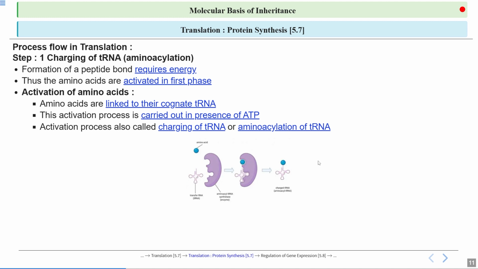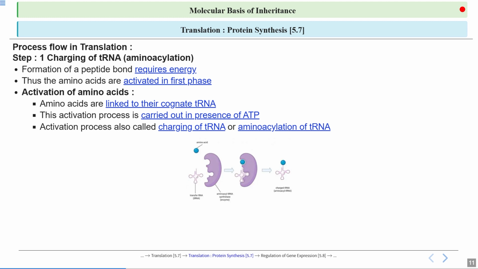Now in yesterday's class, we saw the use of the tRNA, that it has this anticodon, which goes and binds to the complementary codon part. Then the amino acid with respect to that codon comes and attaches to this acceptor end. So why is the charging of this tRNA, amino acylation, important? Because we know that the formation of peptide bonds requires energy. Therefore, these amino acids need to be activated.